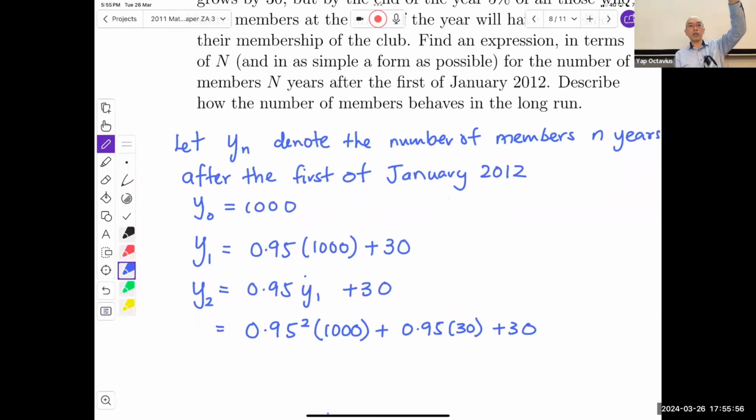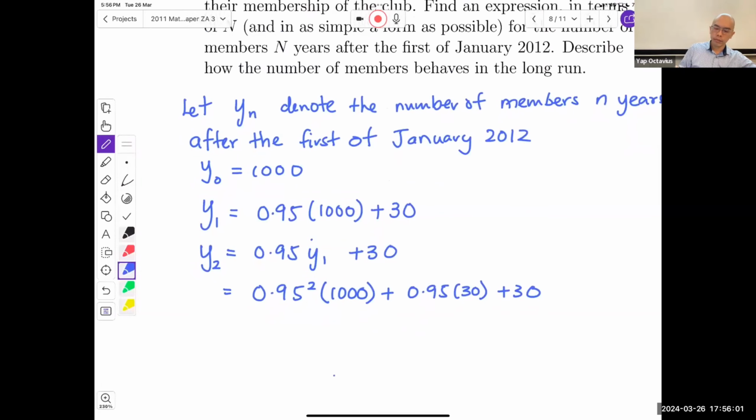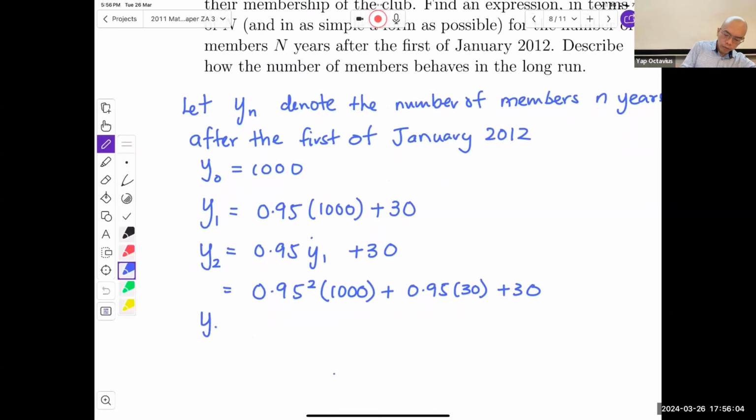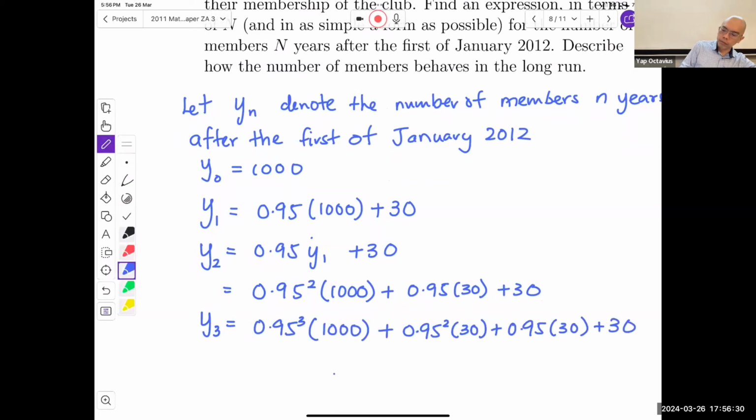Usually in 3 lines, you should be able to decide what is the pattern. So why 3? y3 is 0.95 multiplied by this. So this should give you 0.95 cubed multiplied by 1000 plus, and then plus 30. Can we see the pattern already? The index is fairly clear.